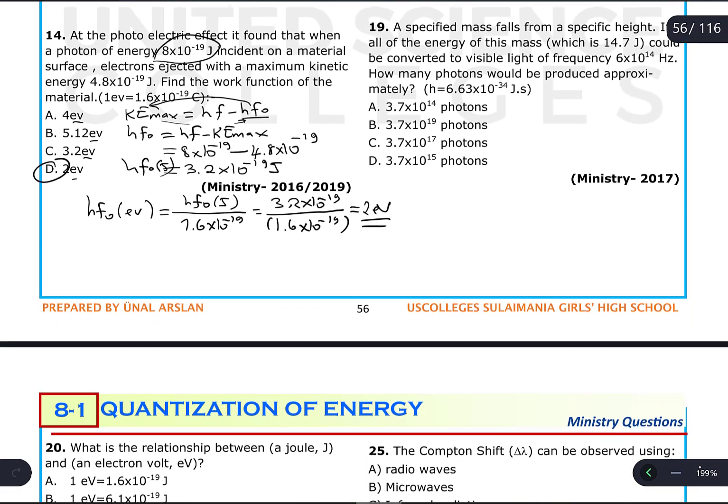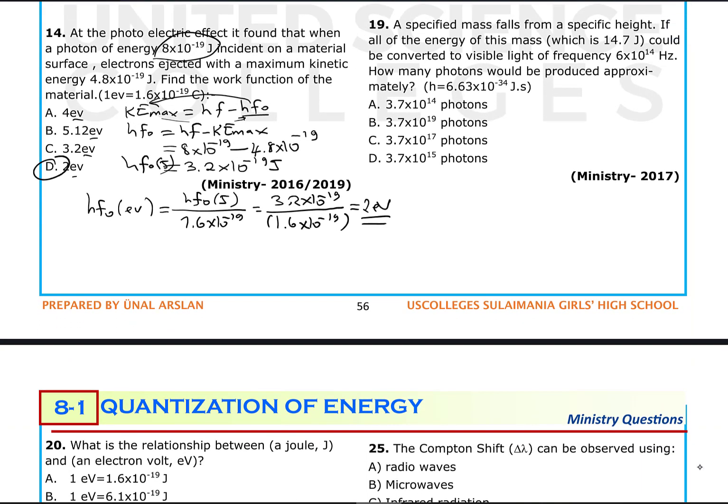Question number 19. A specified mass falls from a specific height. If all of the energy of this mass, which is 14.7 joule, could be converted to visible light of the frequency 6 times 10 to the power of 14 Hertz, how many photons would be produced approximately? So all this energy will be converted to photons. How many photons will we calculate? But first we should calculate the energy of a single photon.